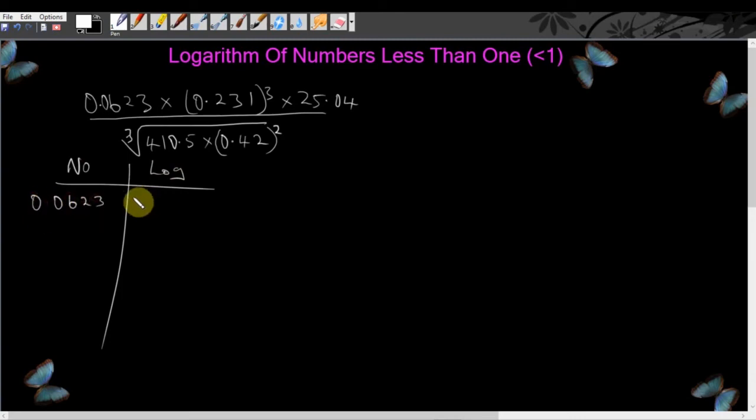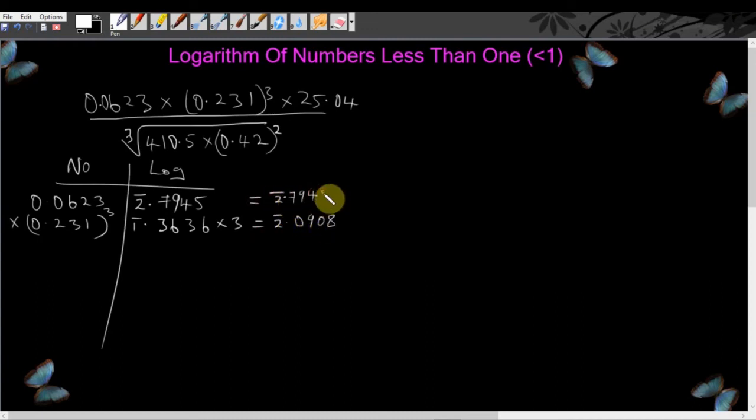0.0623. We know that the characteristics is bar 2. Quickly go to the logarithm table and get the value. You are having 7945. Write the other one, 0.231. We know it's bar 1. Then from the same logarithm table, you have 3636. Remember, it was made to be to the power of 3, which shows you are multiplying it here with 3. If you multiply it, you are having about 2.0908. Bring this one to this part as well, 45.